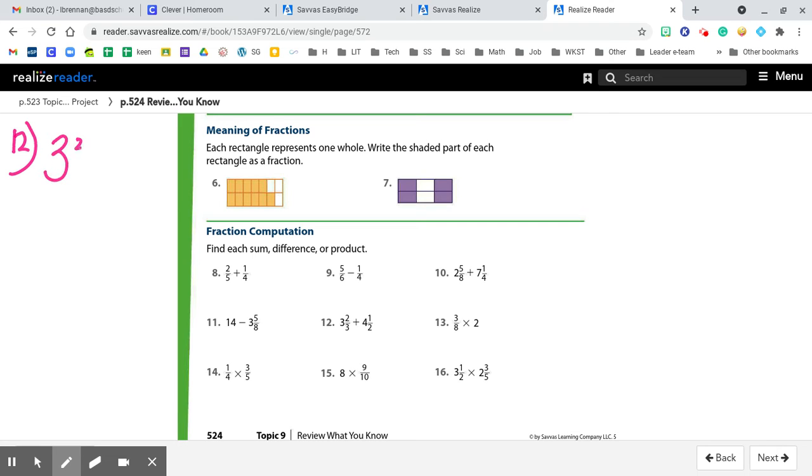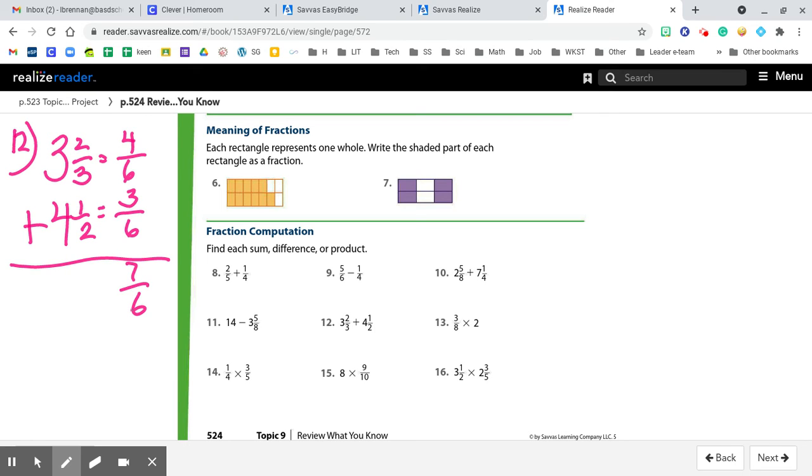3 and 2/3 plus 4 and 1/2. My denominators are different. Common denominator for 3 and 2 is a 6. Got to rename, add over here. And when I get to this part here, I'm going to need to take my 7 sixths and turn it into 1 and 1/6, and then add it back to that 7. So I have 8 and 1/6 is my final answer.